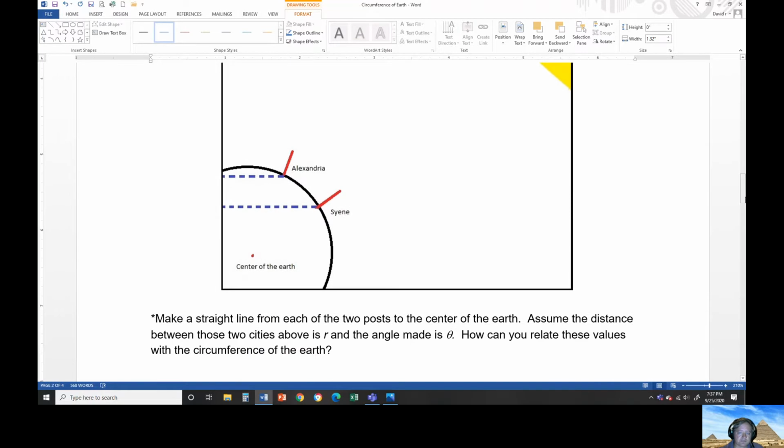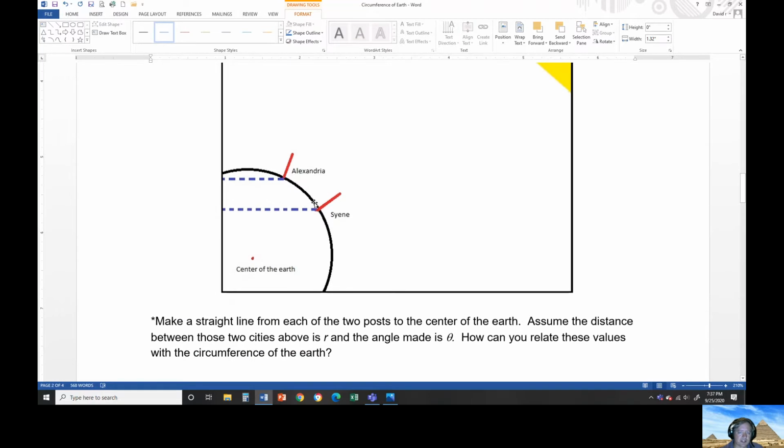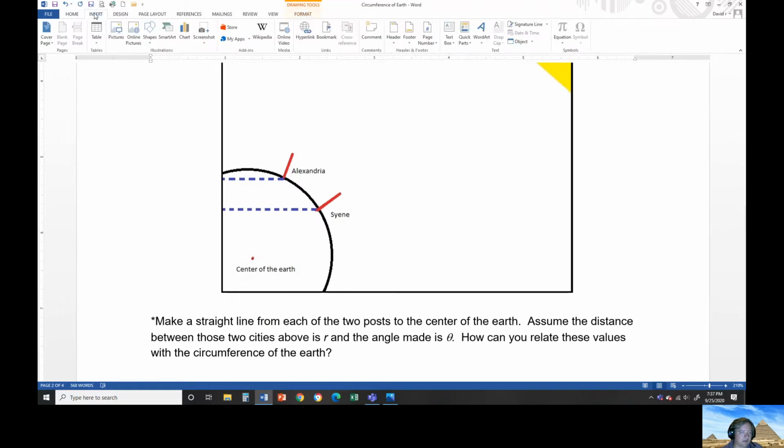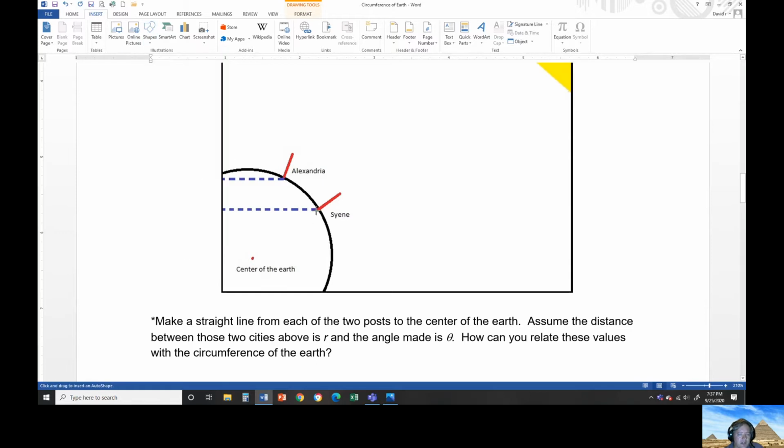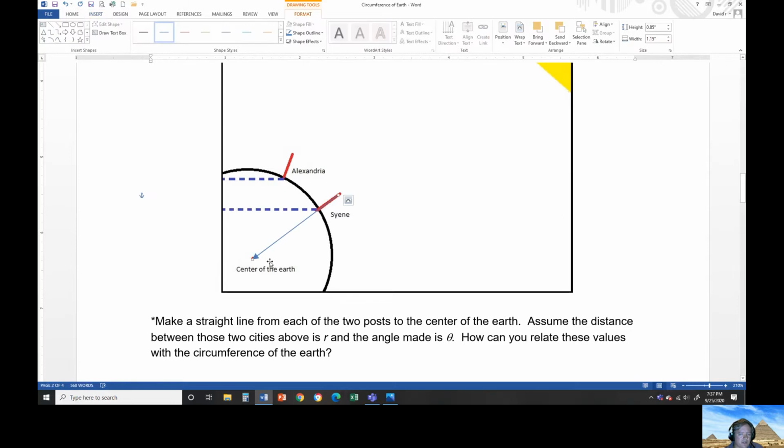Now here's a picture of Alexandria and Syene. Imagine these are the 2 sticks that are pointing into the ground. Now, what we're going to do again, we're going to insert a straight line from each of these two posts to the center of the earth. So we're going to do that. And then one from Alexandria down to the center of the earth.